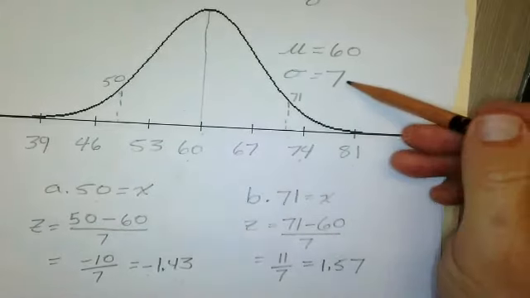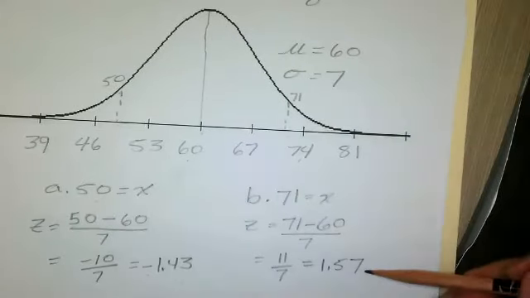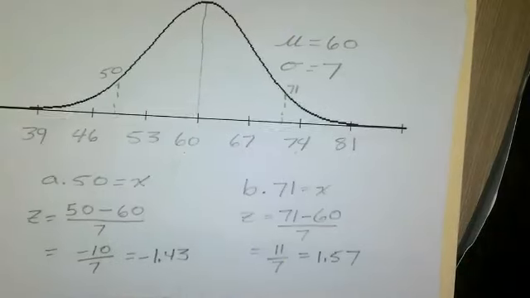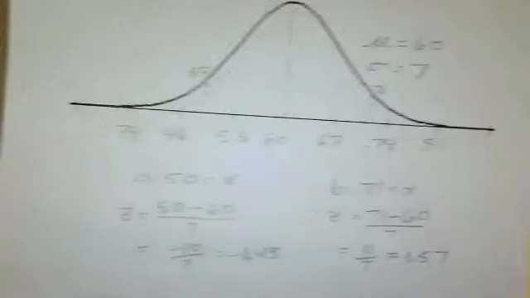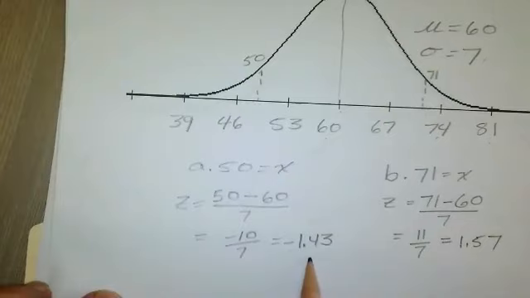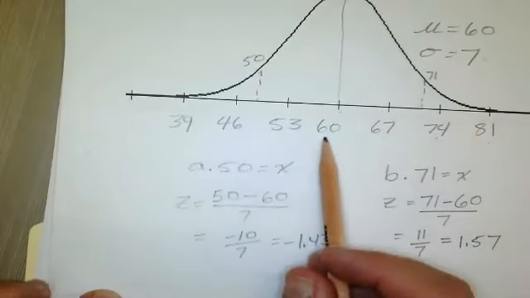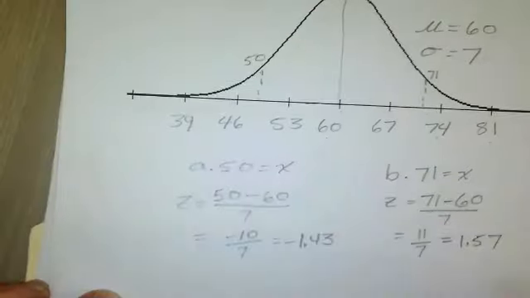I can multiply 1.57 times 7, which tells me the exact difference between these two numbers. I can multiply negative 1.43 times the standard deviation, and it would tell me the exact distance between these two numbers.